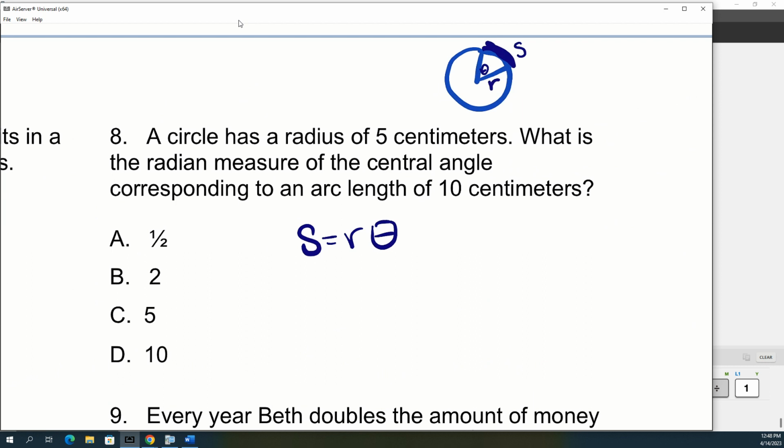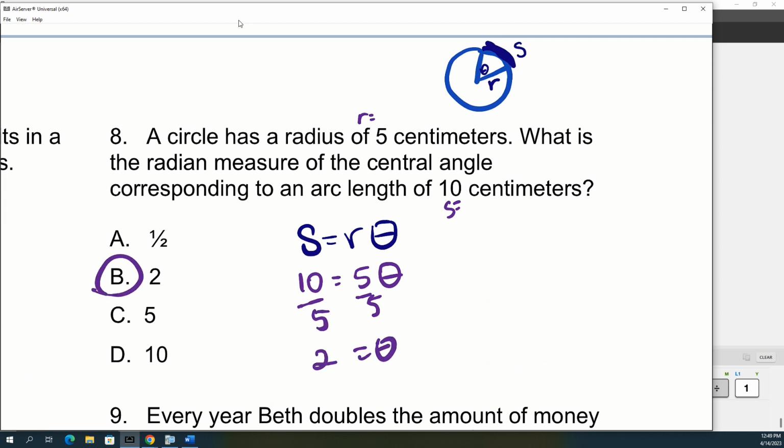Okay, let's see. We're going to put 10 in for S, and we're going to put 5 in for R, because arc length is S, and R obviously is 5. And then what would you do to solve this for theta? What would you do with that 5? Nobody knows? If you had 5x equals 10, what would you do? Divide by 5. So we're going to do the same thing. We're going to divide by 5. So theta is 2.